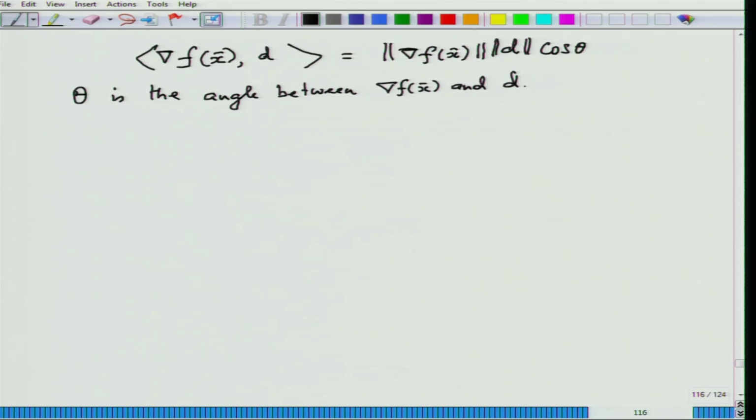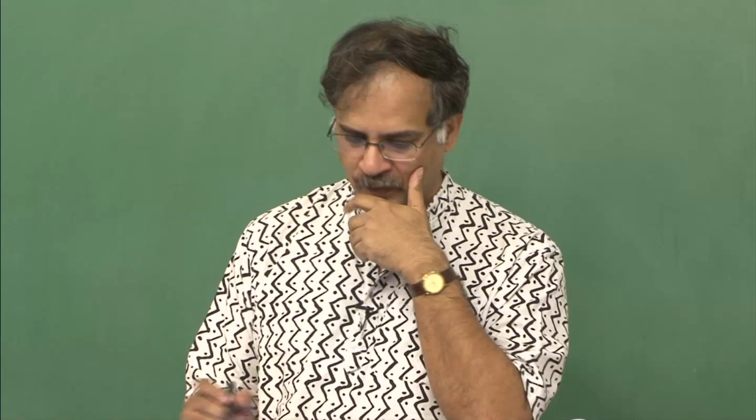This is the following fact. Now, what is the minimum value? How can I minimize this value? Suppose I get a d, even if it is strictly less than 0, it does not matter. What is my minimum value? The minimum value of this function is attained when cos theta is the most negative.